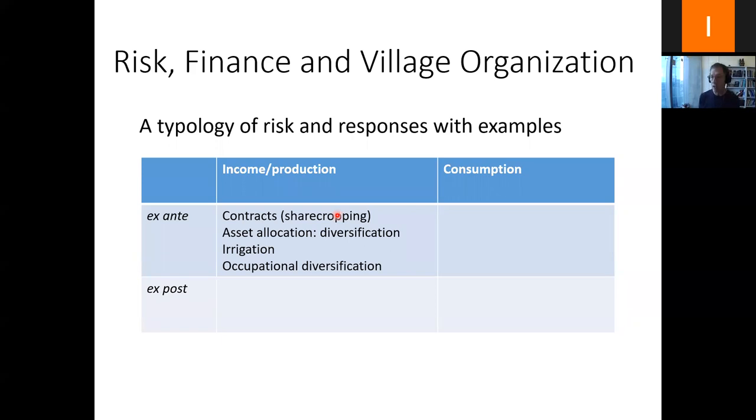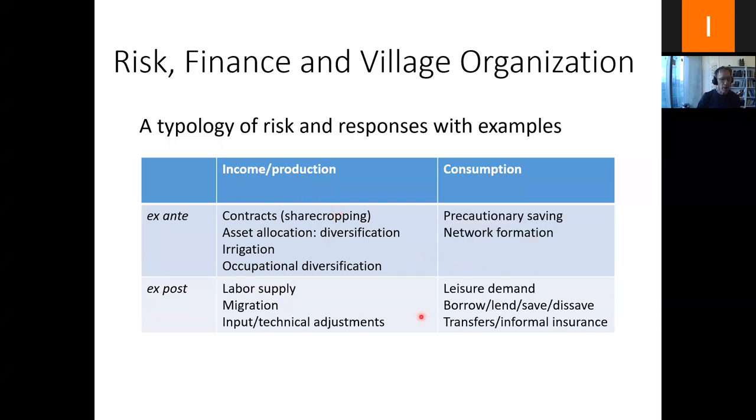Occupational diversification, like asset allocation, can serve to diversify an individual or a household's income stream and therefore avoid some other risks. And we can fill in the boxes of this two by two categorization with a variety of other institutions and behaviors that we find throughout the world and particularly in developing countries. So for example, precautionary saving is an ex ante mechanism of adjusting your consumption to deal with the prospect of risk. Similarly, network formation, investing in relationships that can later on be used to help you deal with consequences of shocks and other forms of risk, can be thought of as an ex ante mechanism on the consumption side that you're taking to deal with the prospect of risk.